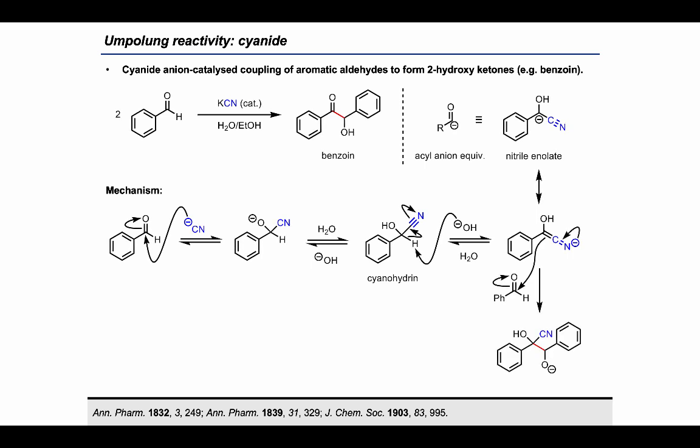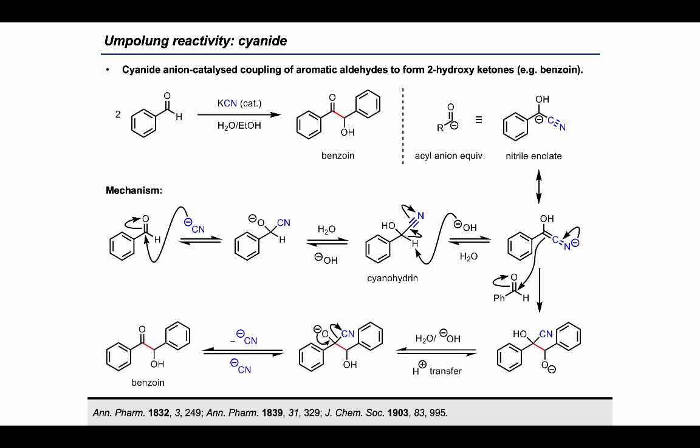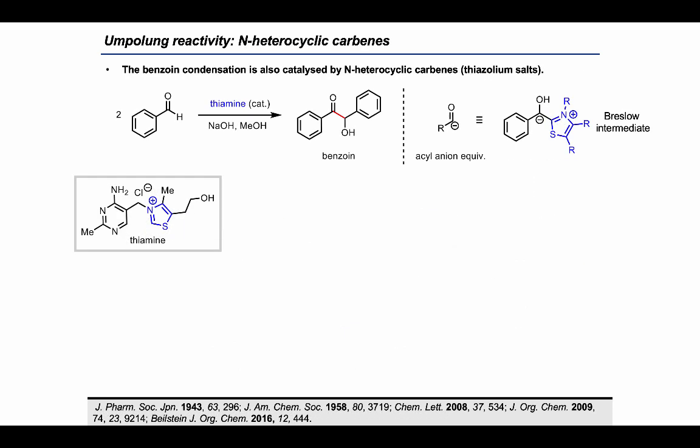The nitrile enolate nucleophile then attacks the electrophilic carbonyl carbon of a second equivalent of benzaldehyde in the key 1,2 carbon-carbon bond-forming step. Subsequent proton shift, followed by elimination of cyanide anion to regenerate the catalyst, forms the benzoin product. A related area of Umpolung carbonyl chemistry is the use of N-heterocyclic carbenes, or NHCs, which catalyze the benzoin condensation, as well as many other reactions.